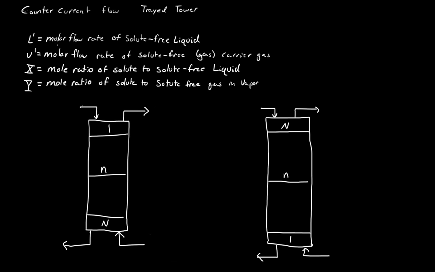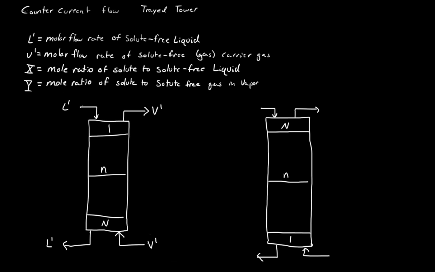Now, L prime is the molar flow rate of the solute-free liquid. L prime. So that's going into stage 1. But if none of the solute-free liquid is vaporized, that will be the same as it comes out at the end of the tower. And the same is true for the vapor prime, or V prime. It is the mole flow rate of the solute-free gas carrier, or a carrier gas. And if the gas carrier itself is not condensed, it will be the same at the top.